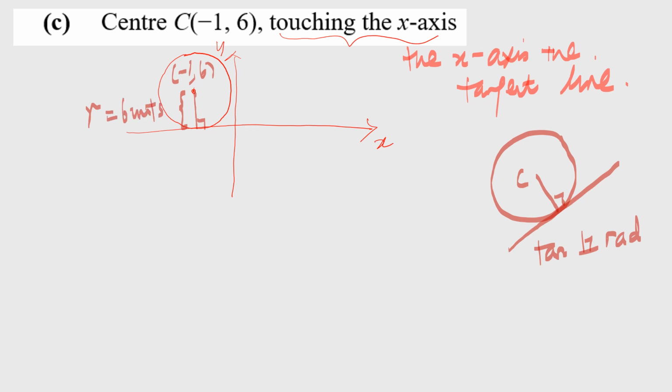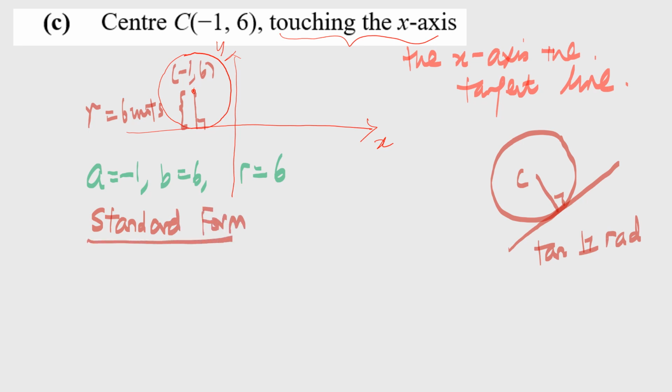With that, we can substitute into the formula. Your A will be -1, your B is 6, and your R is equal to 6 also. So the standard form formula will be x minus A squared plus bracket y minus B squared equals to R squared. So let's plug it in.